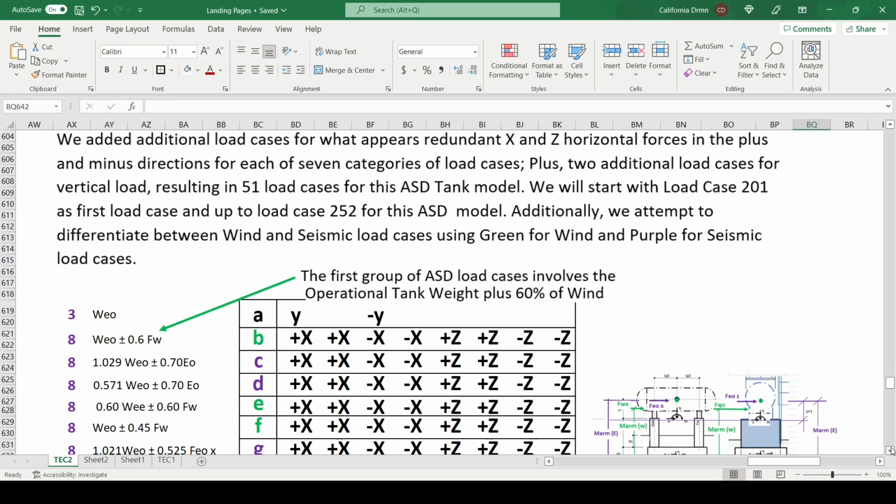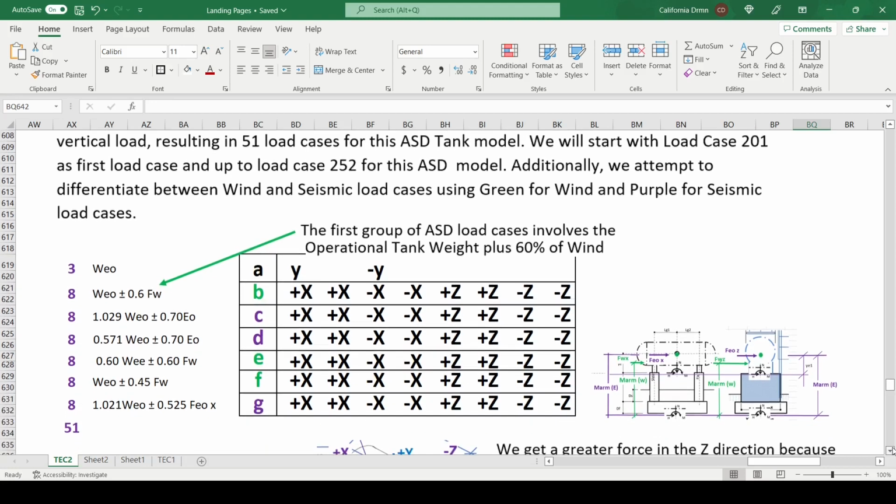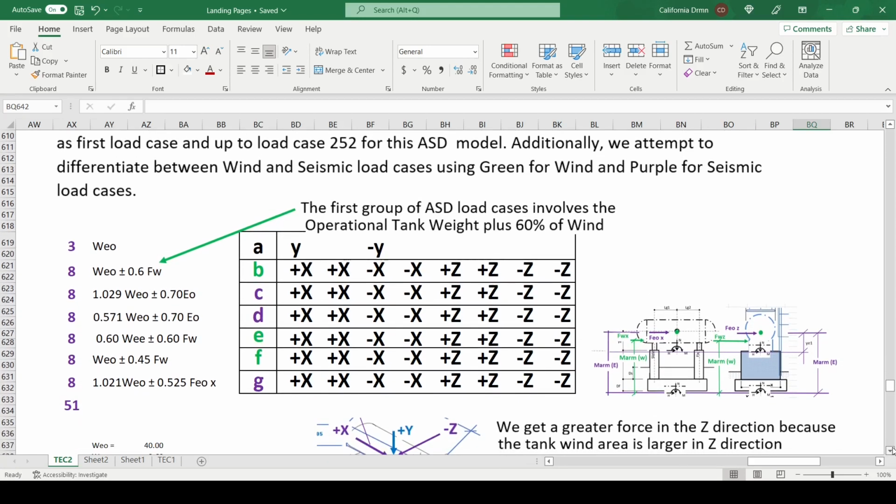We will start with load case 201 as first load case and up to load case 252 for this ASD model. Additionally, we attempt to differentiate between wind and seismic load cases using green for wind and purple for seismic load cases. The first group of ASD load cases involves the operational tank weight plus 60% of wind.